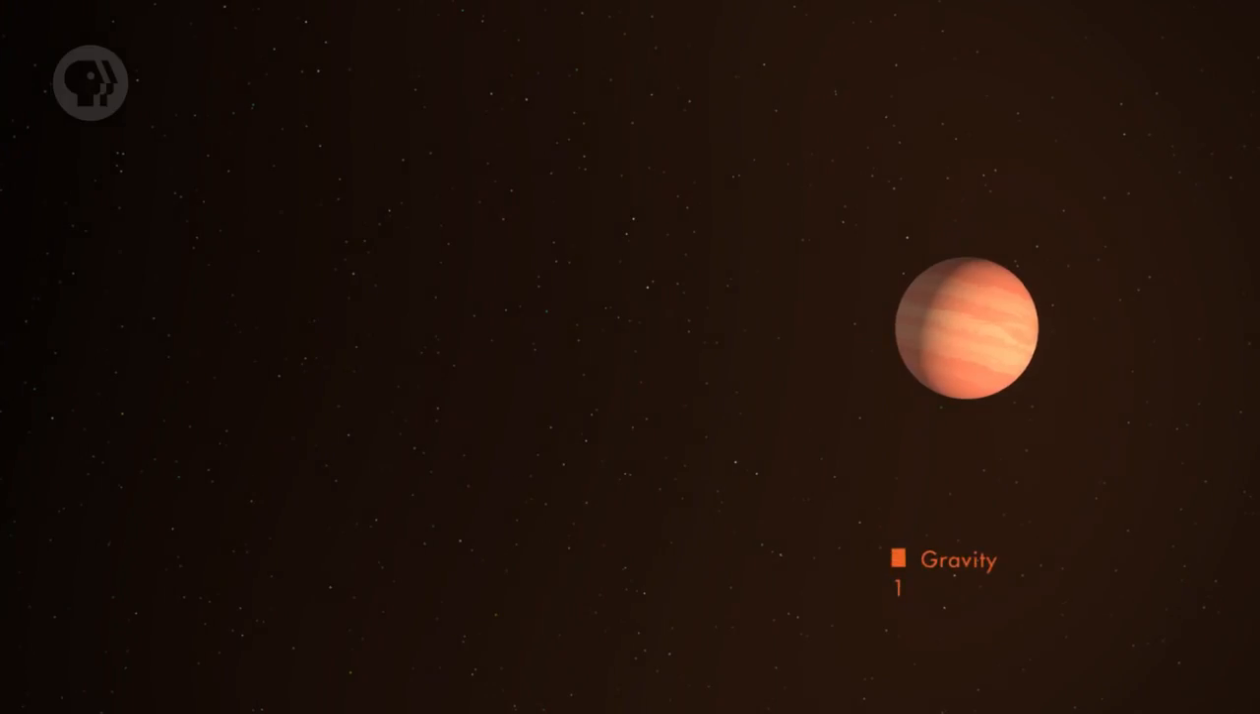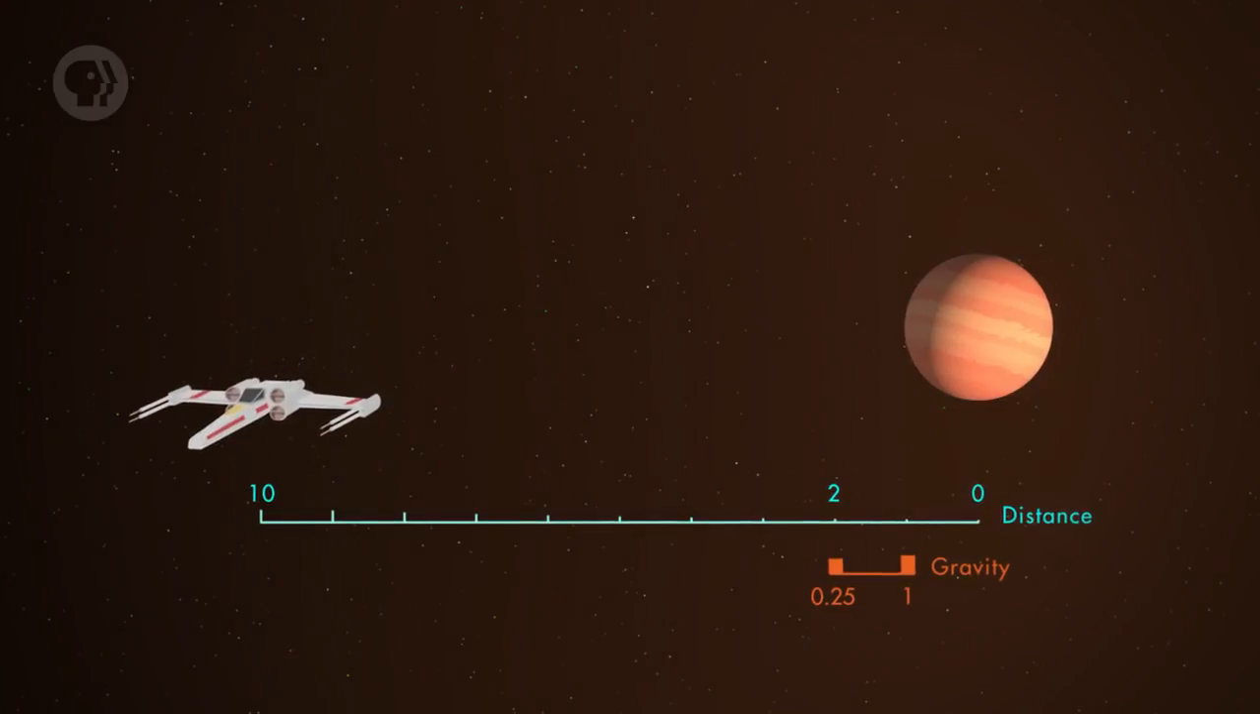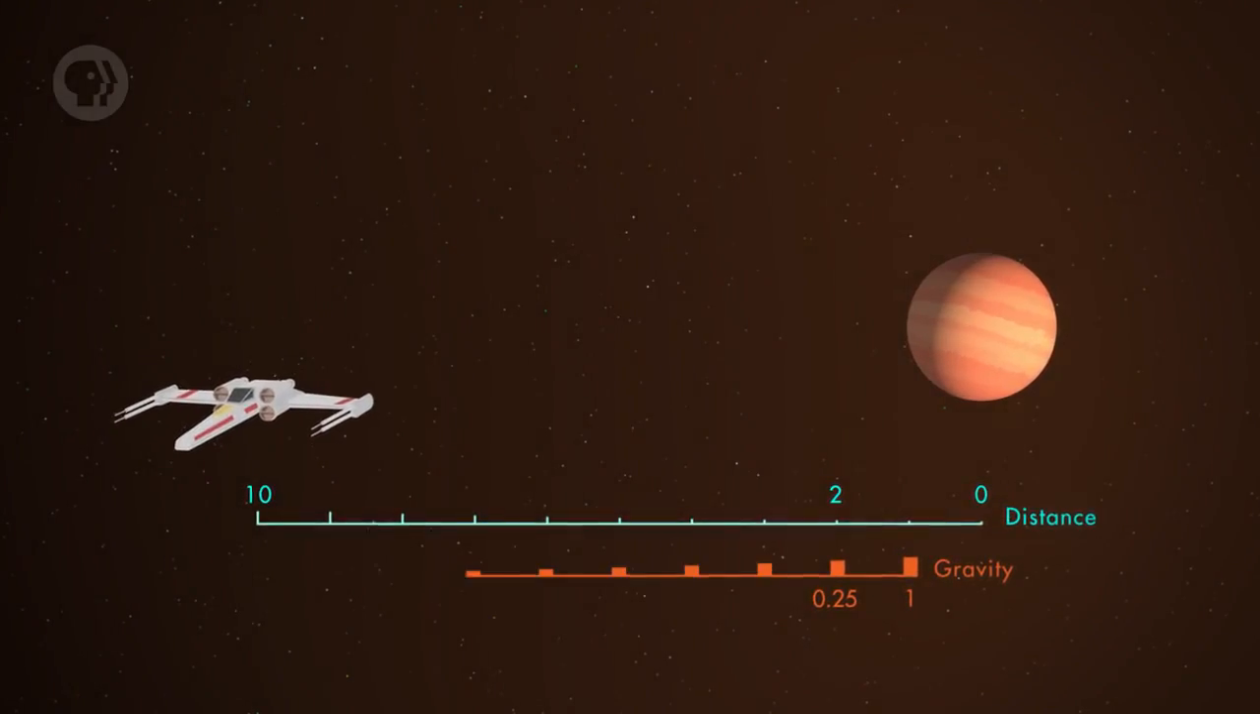The force of gravity weakens with the square of the distance. Double your distance from an object, and the force of gravity drops by 2 times 2 equals 4 times. Go 10 times farther away, and the force drops by 10 times 10 equals 100 times.